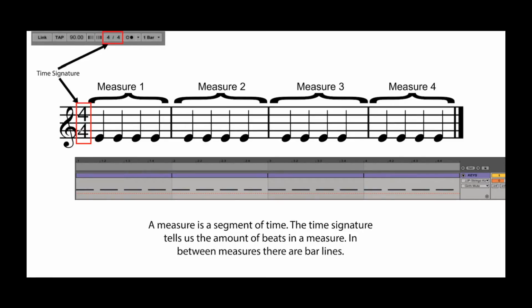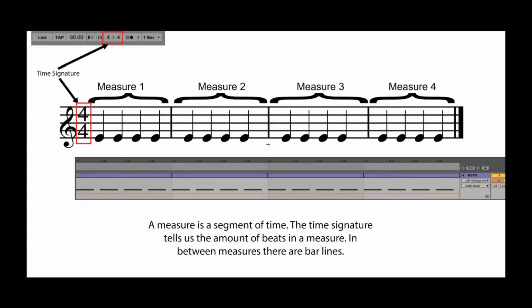And basically what this means is that we have 4 beats in each measure, and each of the beats is a quarter note. So we have 4 quarter notes in each measure. You'll see we have 1, 2, 3, 4 in this measure, 1, 2, 3, 4 in this measure, 4 in this measure, and 4 in this measure. The last sentence is: in between measures there are bar lines, and these are these vertical lines right here. This is called a bar line, this is called a bar line, this is called a bar line, and this is a double bar line, which means it's the end of the music.